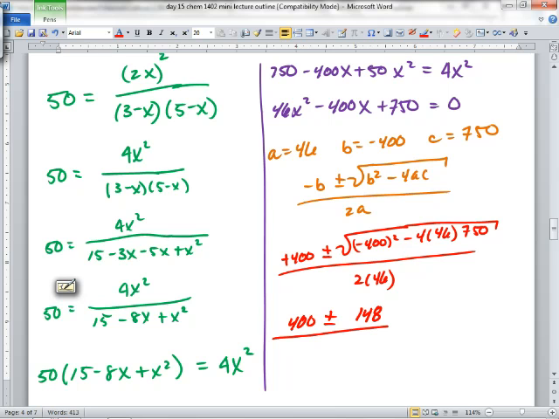Hopefully 3-4 digits, let's carry 3-4 digits all the way through. 400 plus or minus 148 over 92. You end up with x equals something. So, 400 plus 148, divide that by 92. About 5.96 or so. 400 minus 148 divided by 92, I get about 2.74.